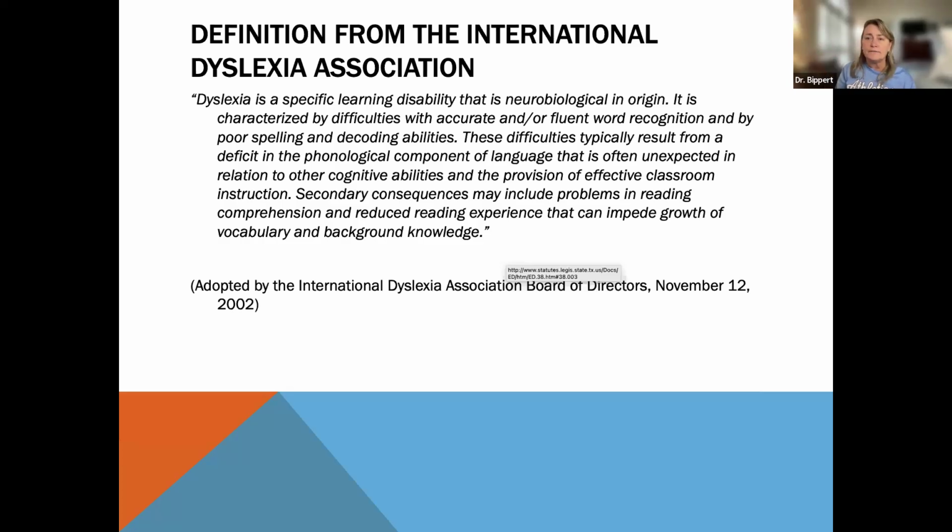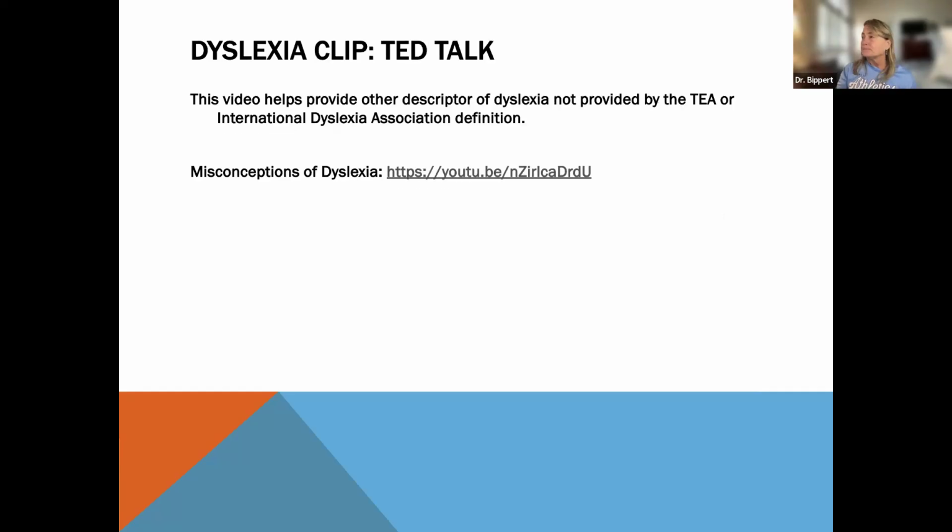Here's another definition for dyslexia, and it's really similar to the Texas one. It talks about it being a neurobiological in origin type of condition. So what that means is it takes place in the brain. There's something going on with the language processing that is causing the difficulty with reading, writing, and spelling. And so they're very similar definitions.